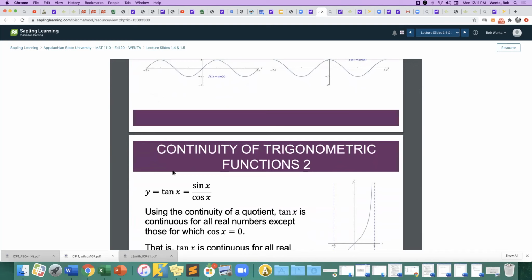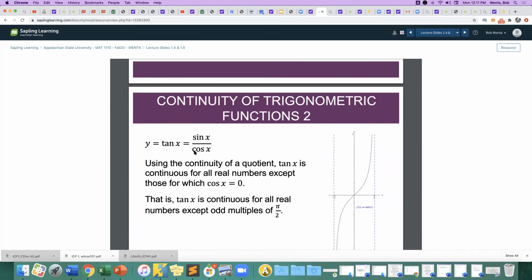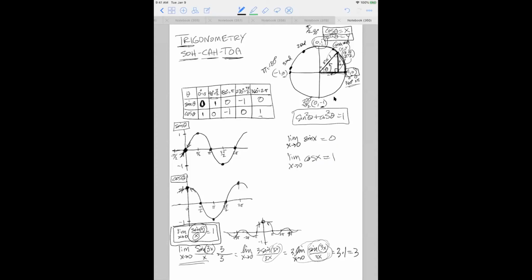Now, when you get to the tan function, which is defined by sine over cosine, which is opposite over adjacent, remember, you've got cosine in the denominator. Anywhere that the cosine is 0 causes this to be undefined. And that happens where? Where is the cosine equal to 0?